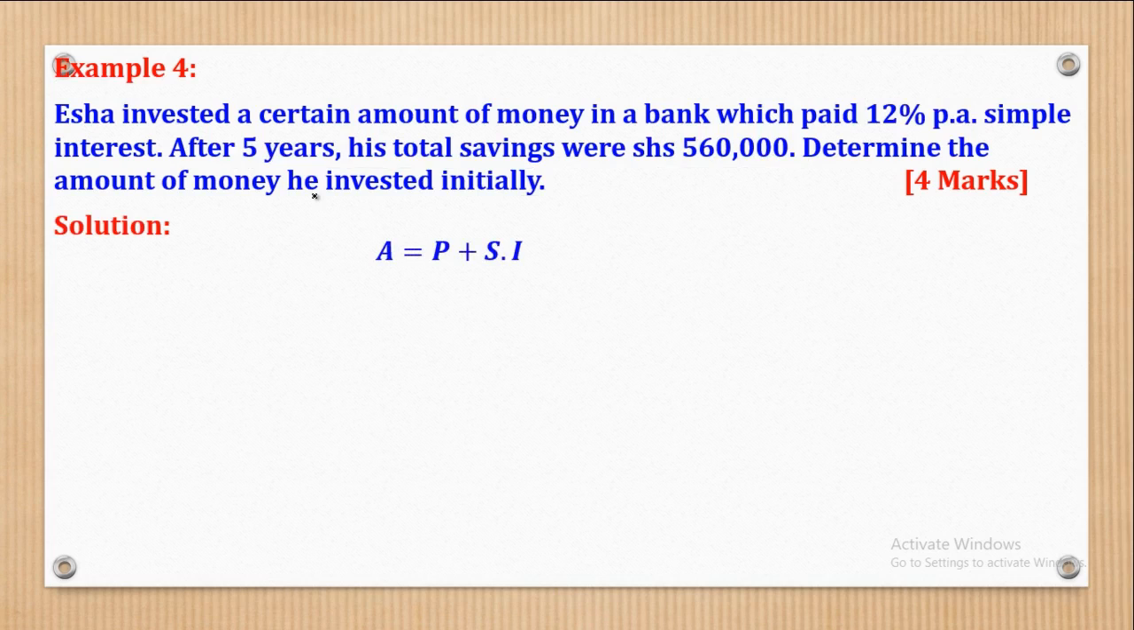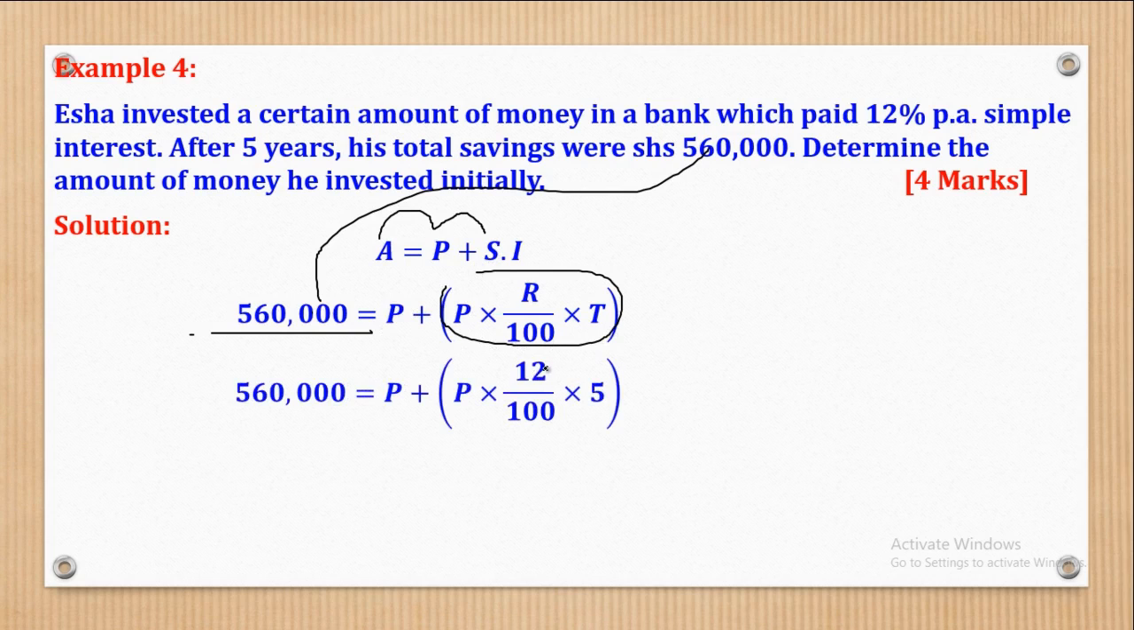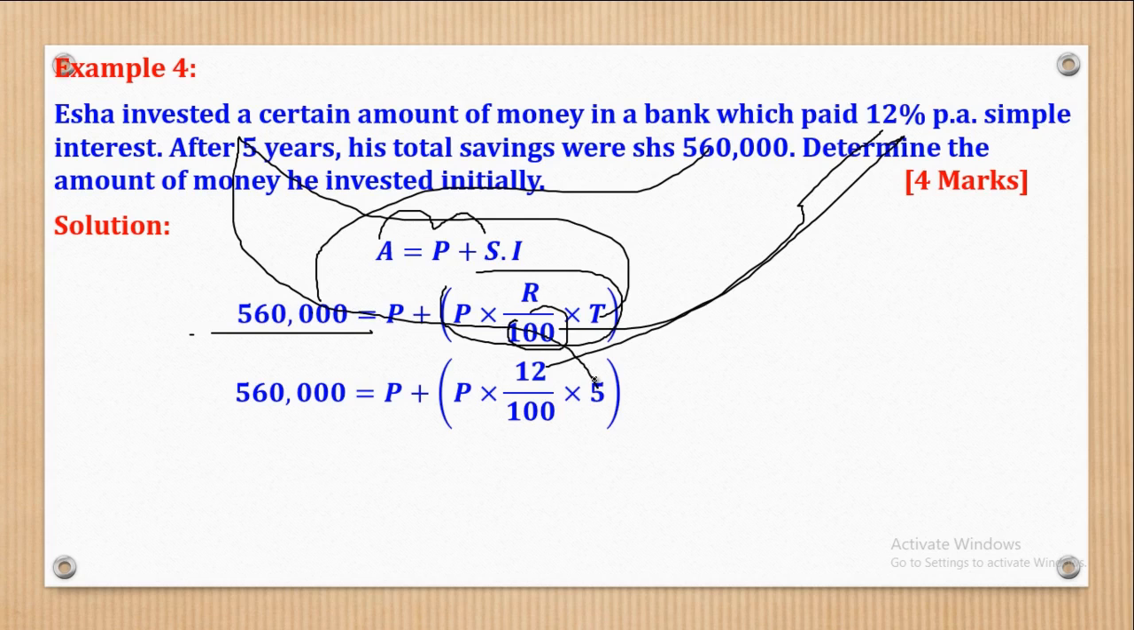So first of all, we know that amount is equal to principal plus simple interest, but we know that amount is 560,000, which is there. Then principal is what we don't know, but R we know it, so we are going to substitute. So this is an expression for simple interest. So when you substitute for R and T, R was 12, which is here because it was a percentage. That's why they use this 100. So this 100 caters for that percentage. Then T was 5 years, which is here, so we shall come and put our 5 years there.